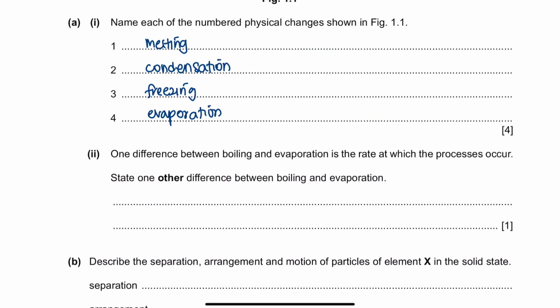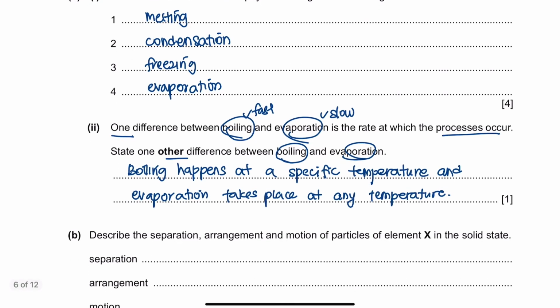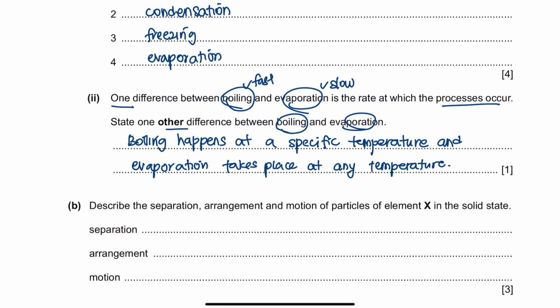Question 2. One difference between boiling and evaporation is the rate at which the processes occur. Boiling happens at a very fast rate and evaporation takes a much slower time to take place. State one other difference between boiling and evaporation. Now boiling only happens at a specific temperature. For example, water, when you boil it, it converts from liquid to gas only at 100 degrees Celsius. However, if you evaporate liquid into gas for water, it could happen at any given temperature.